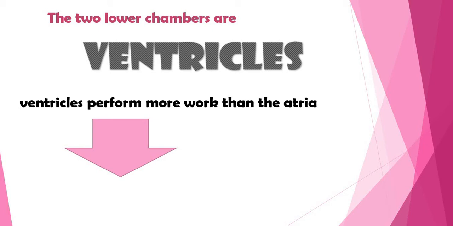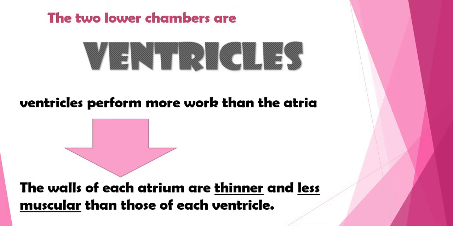Ventricles perform more work than the atria, so the walls of the ventricles are thicker and more muscular than the walls of the atria, or we can say that the walls of the atrium are thinner and less muscular than those of each ventricle because atria perform less work.